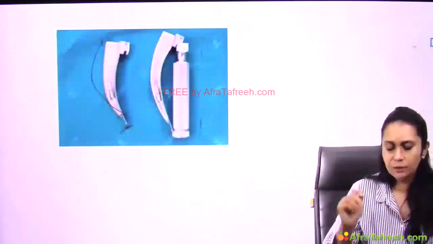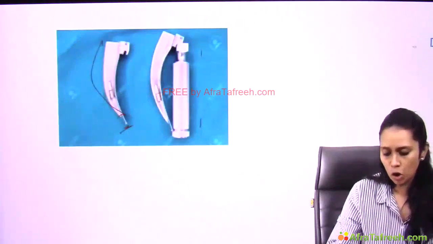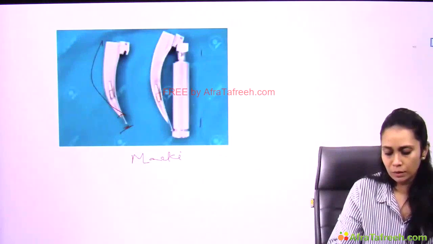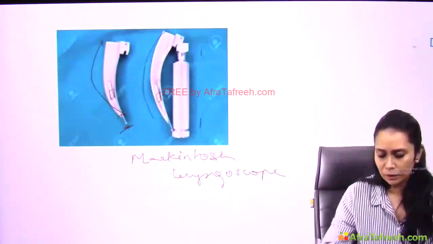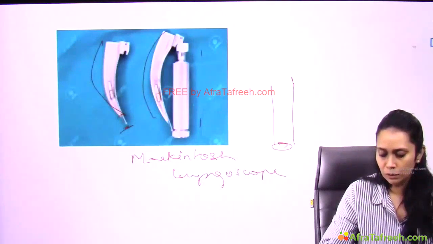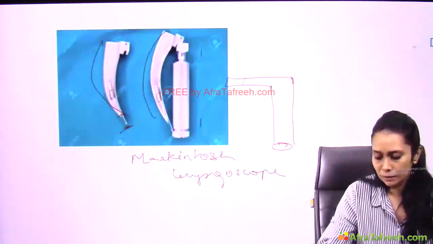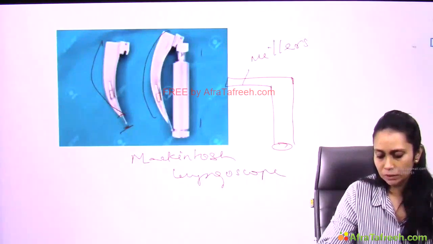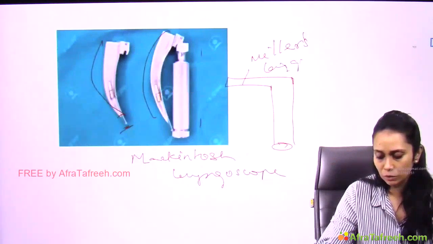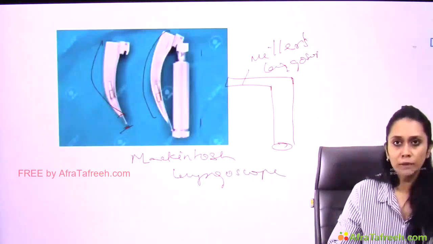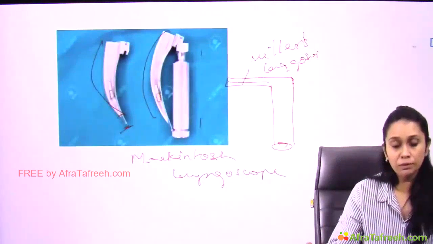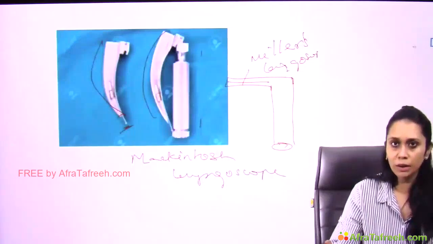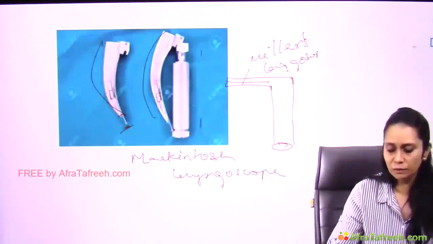Then this is a laryngoscope, the Macintosh laryngoscope, right? This Macintosh laryngoscope has a curved blade. If you have a laryngoscope with a straight blade, then this is Miller's laryngoscope, and this is what we use in a pediatric patient. Macintosh laryngoscope we use in an adult patient. So this is the curved blade, this is the straight blade.